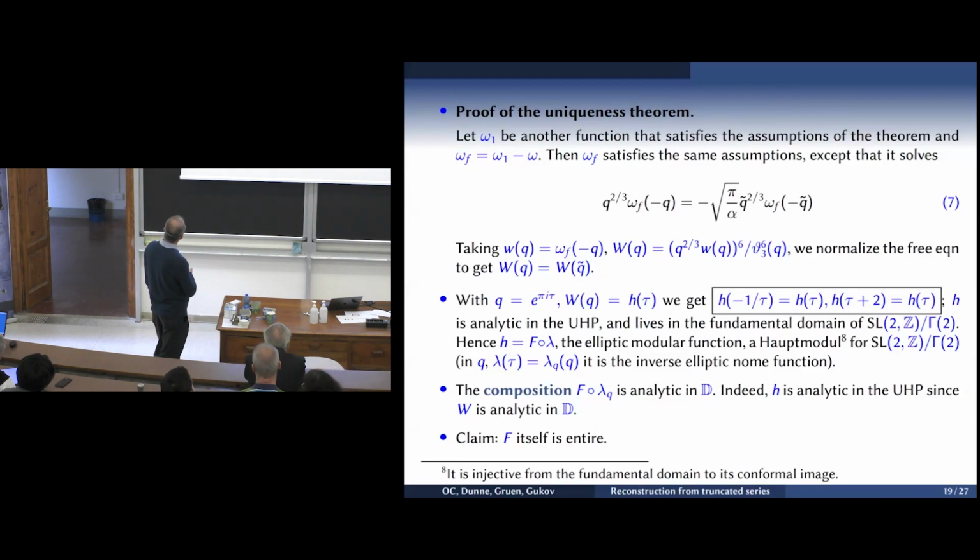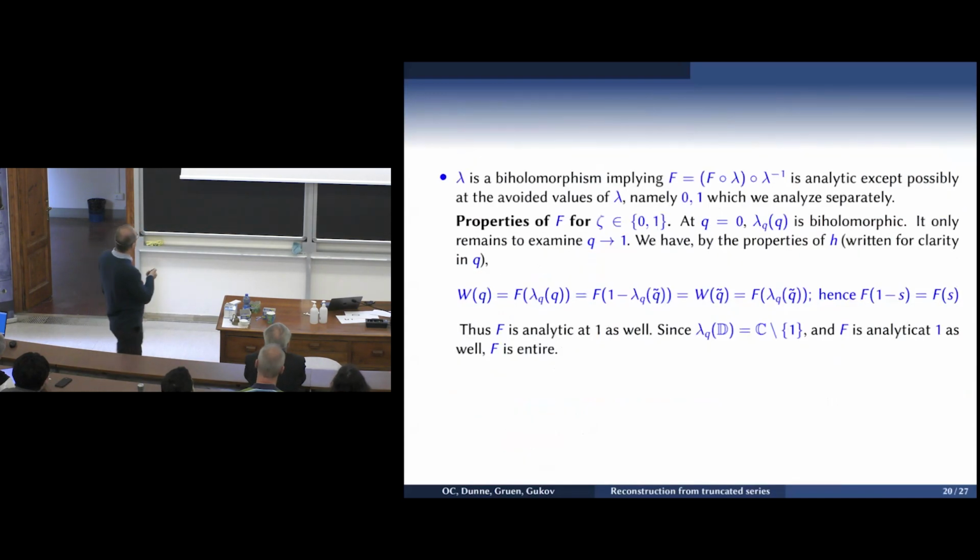Okay, I think I wanted to say something more and I forgot, but you remind me if something is unclear. So I think I skipped something. Okay, upper half plane. In the upper half plane, lambda is a biholomorphism, wherever in the interior of the fundamental domain, right? So this combination, F composed with lambda inverse, is manifestly analytic in the interior of that domain. The only question marks that we may have about analyticity are at the cusps, at the avoided values of lambda, namely 0 and 1. Okay?